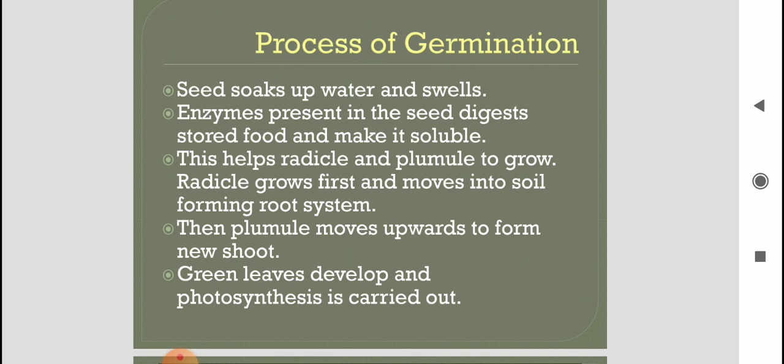So this question can be asked: what develops first, radicle or plumule? Your answer will be radicle. First the root system develops, then the shoot system develops. After this, the green leaves develop and they start doing photosynthesis in the small plantlet. Once the process of photosynthesis begins, the plant will start growing in size and it will start its life cycle.